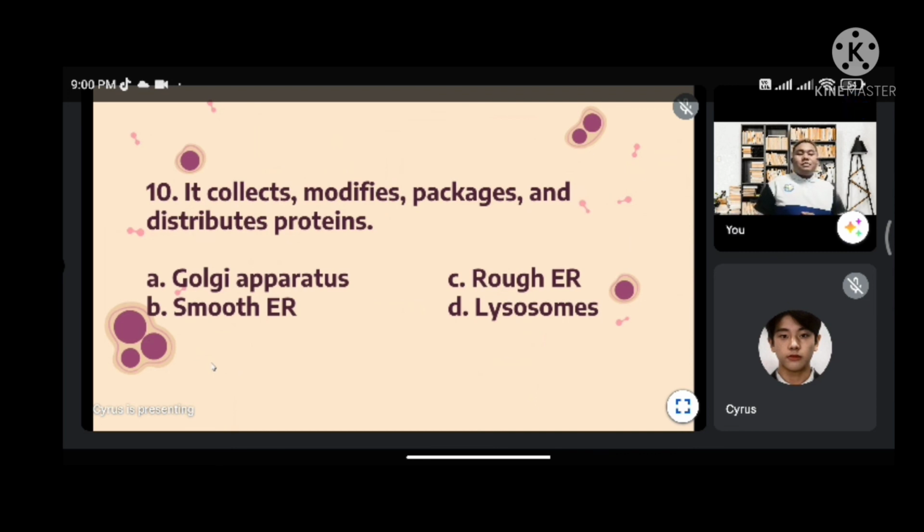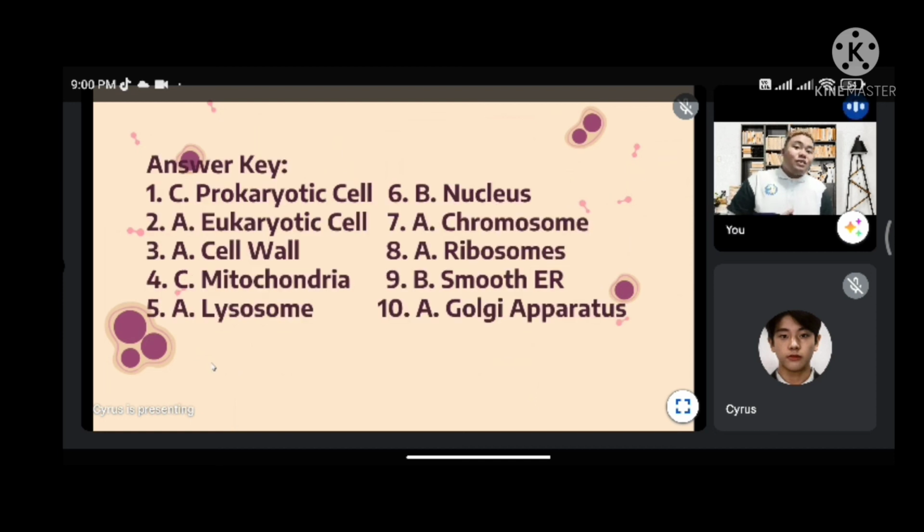So everyone's done answering. I guess everyone's done. So these are the answers. And please check your own work and please be honest. For item number 1, the correct answer is letter C. For item number 2, A. 3, A. 4, C. 5, A. 6, B. 7, A. 8, A. 9, B. And 10, A. So, done checking your answers.